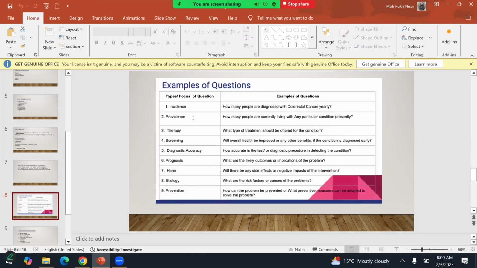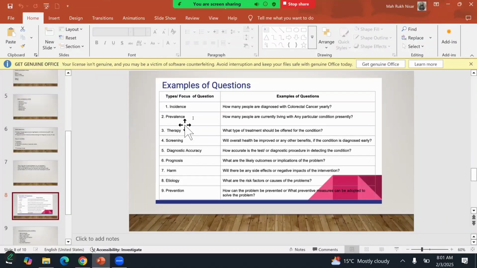These are also examples of the questions, and you can just read them. It's all that we have already discussed, how to make a research question, like how many people are diagnosed with colorectal cancer yearly. So one concept is colorectal cancer, and how many people are diagnosed is concept two.